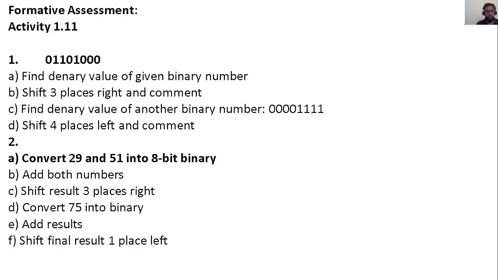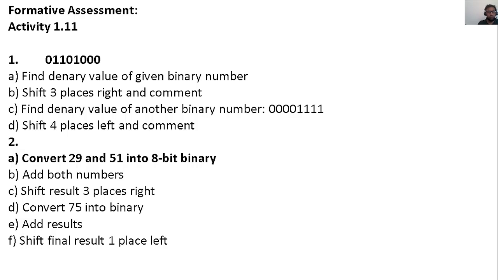Okay. We discussed binary shifts and binary addition, and we will revise them. So let's do this exercise. This is a formal assessment for that, and let's begin. Suppose we have a number 01101000. This is an 8-bit number.